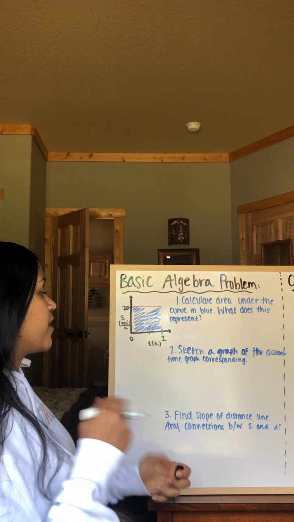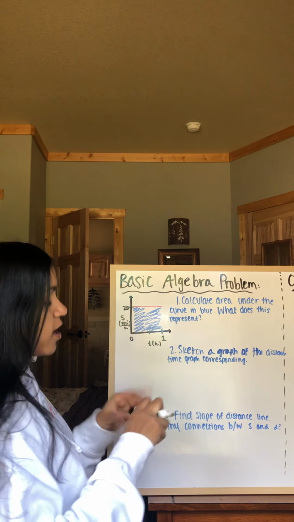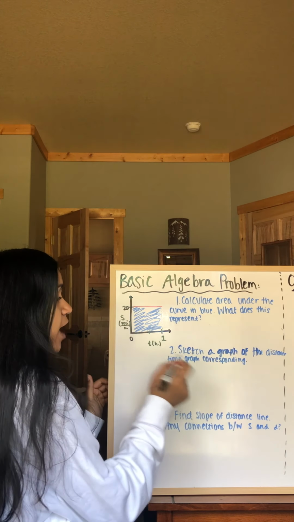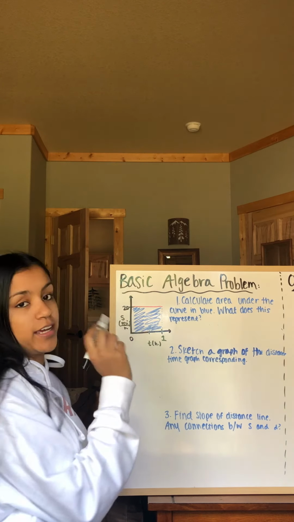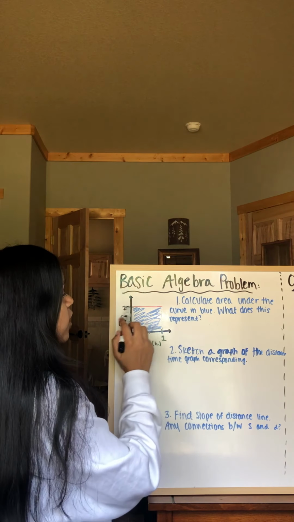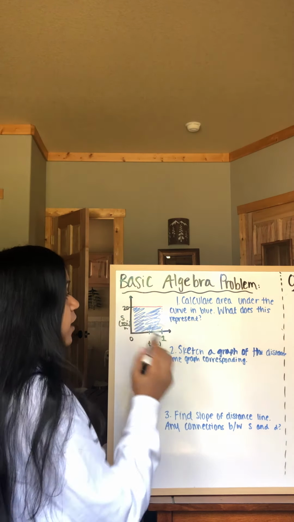Let's start this off with a basic algebra problem. So here we have a graph, a speed and time graph. Time is your x in hours and speed is on your y in miles per hour. And we have a constant 20 miles per hour indicated by the red.